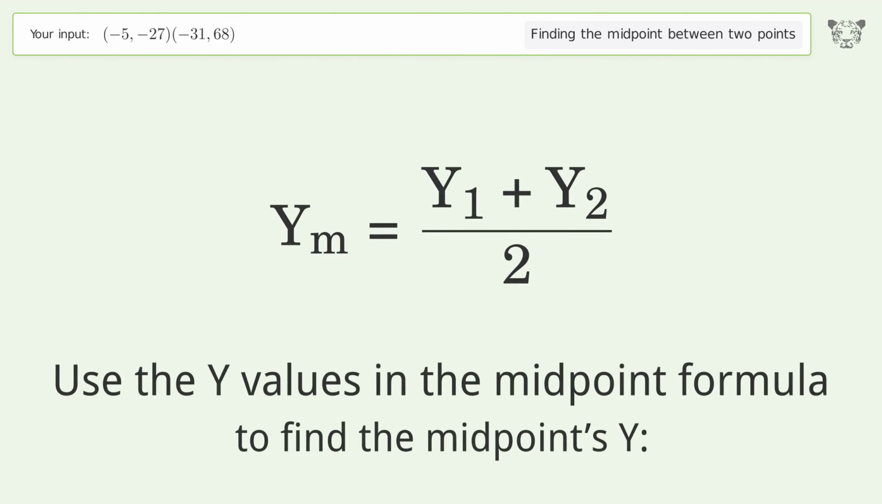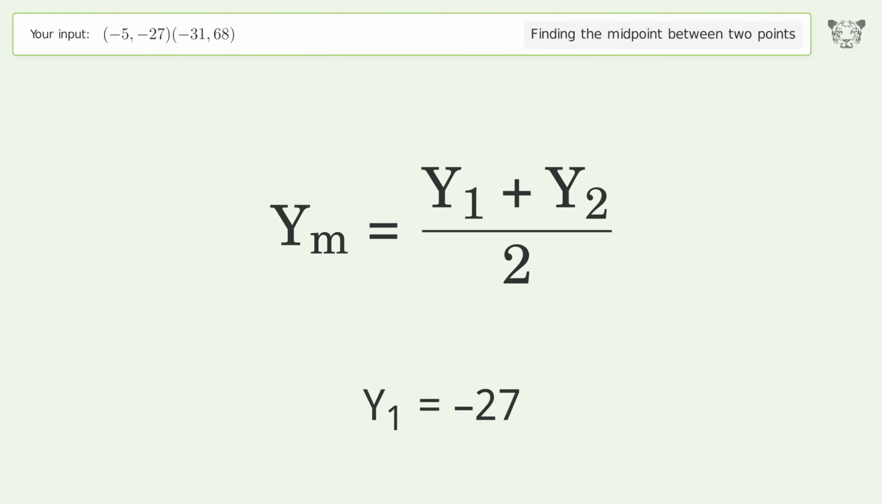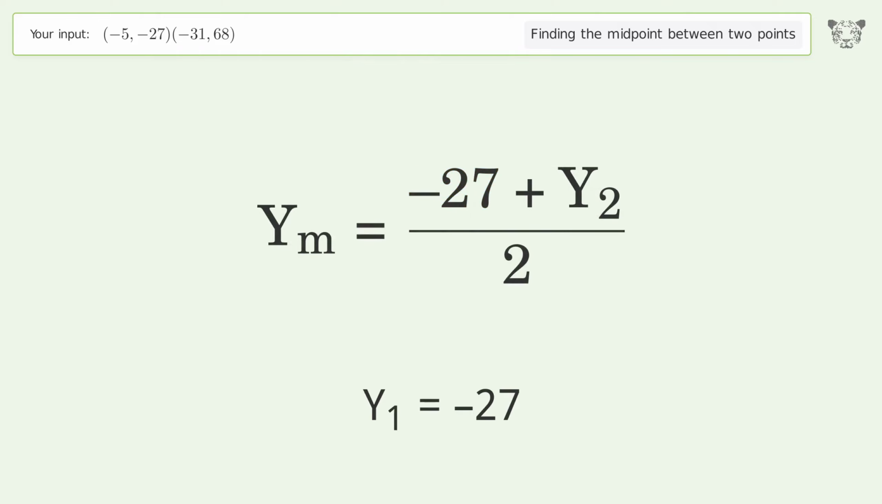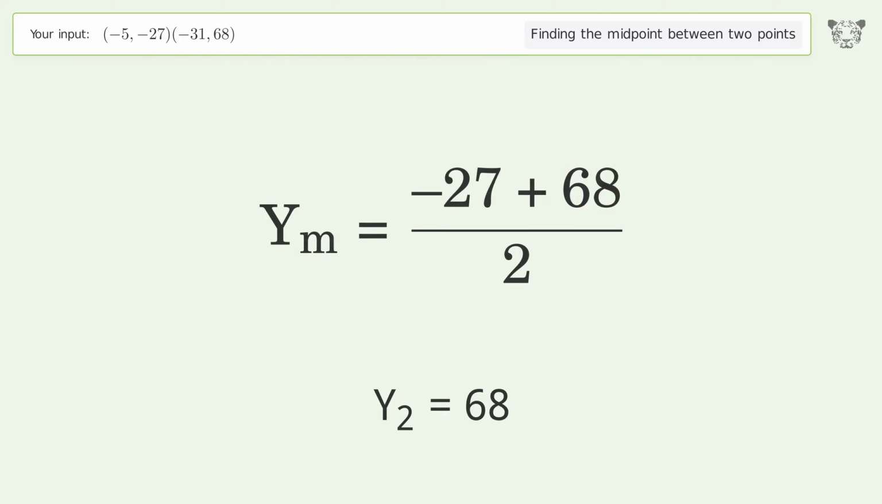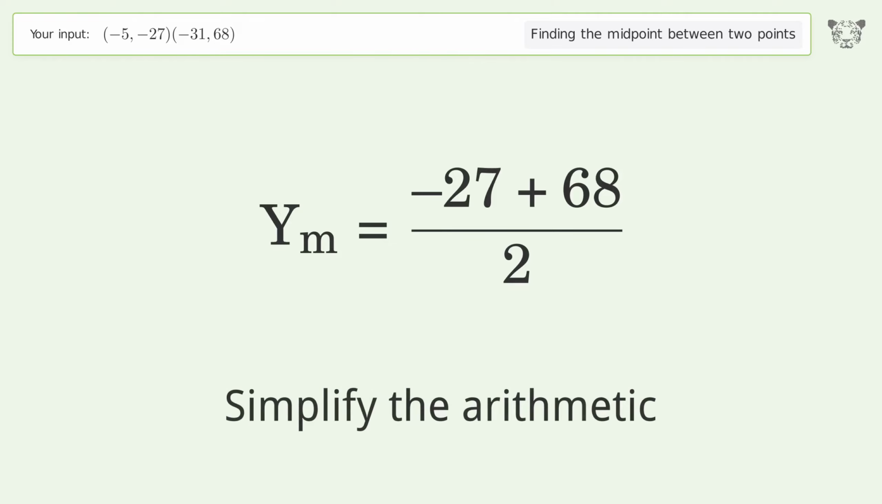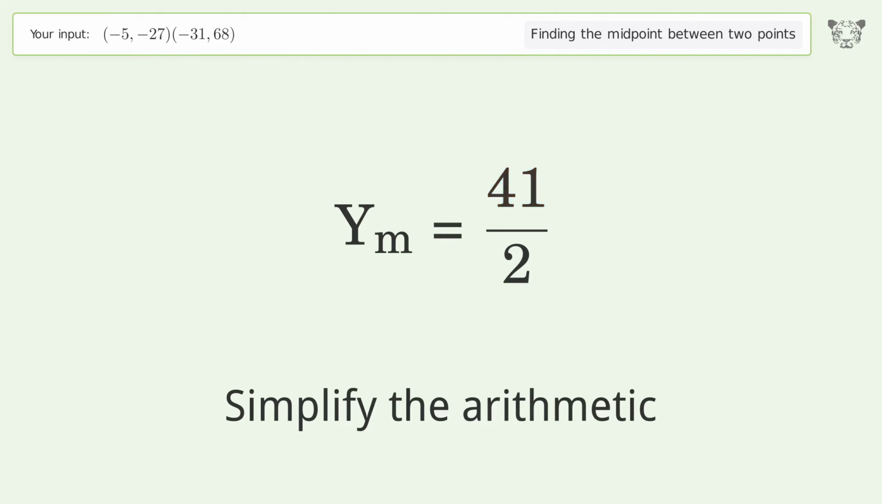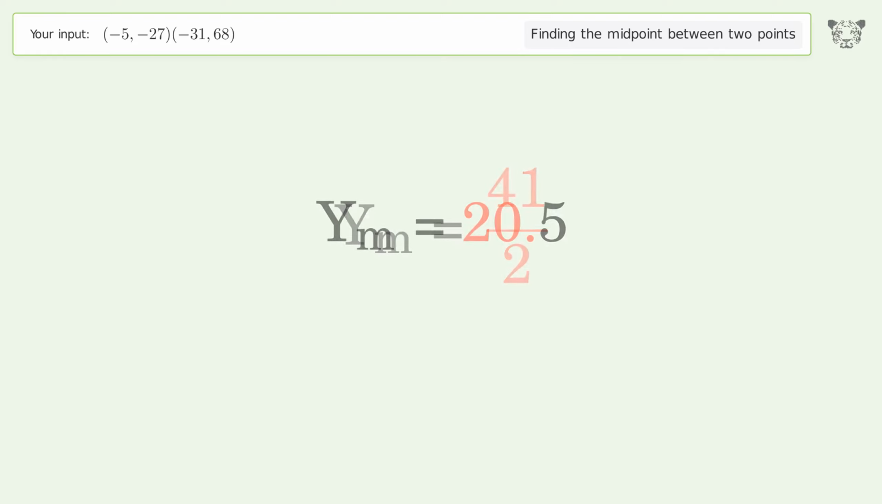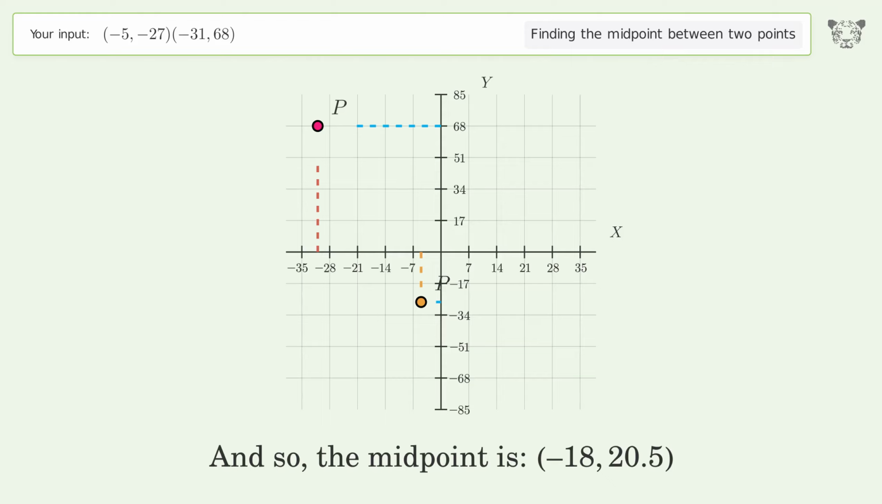Use the y values in the midpoint formula to find the midpoint's y. y1 equals negative 27. y2 equals 68. Simplify the arithmetic. And so, the midpoint is, negative 18, 20.5.